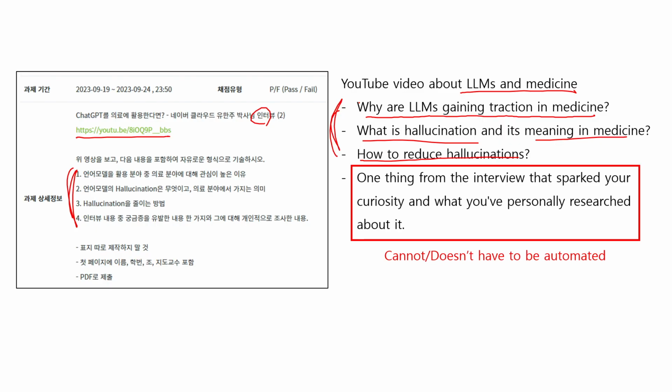However, the last question is, one thing from the interview that sparked your curiosity and what you've personally researched about it. So with this type of question, the students are less incentivized to generate the answer automatically. It's about what you are curious about and what you want to dig into. So I think this kind of assignment is a very good example of AI resistant assignments.